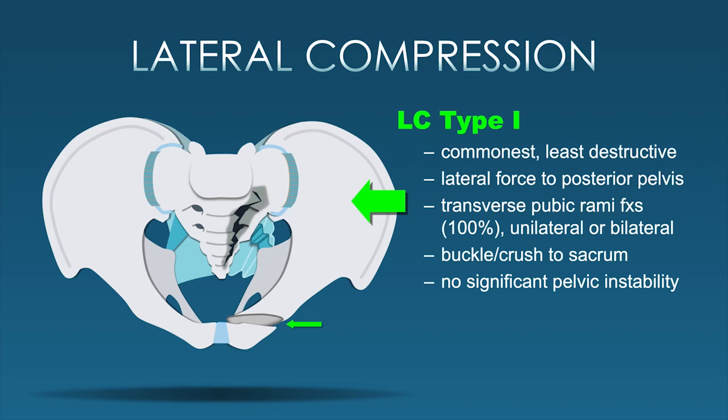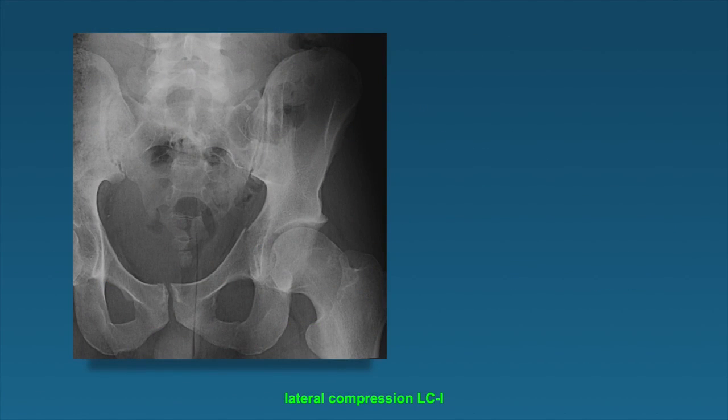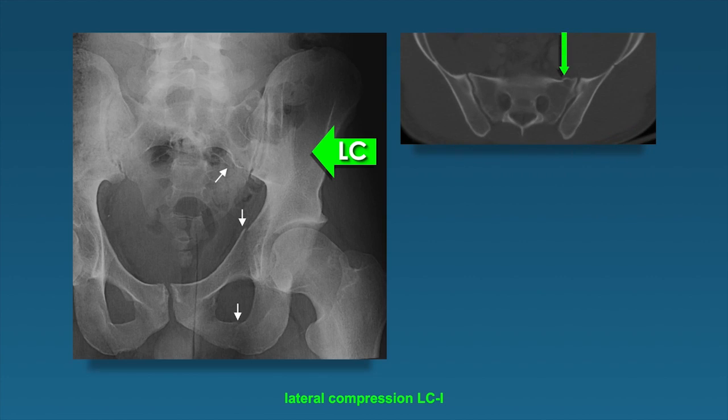Here's a radiograph with a lateral compression injury. We see disruption of the sacral arcuate lines. We have fractures of the superior and inferior pubic rami. I agree, it's a little bit subtle on here. You can look on CT and you see this little buckle fracture of the sacrum. Look very closely for those. They can be very, very subtle.